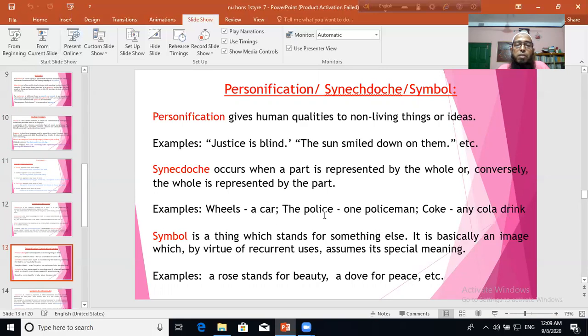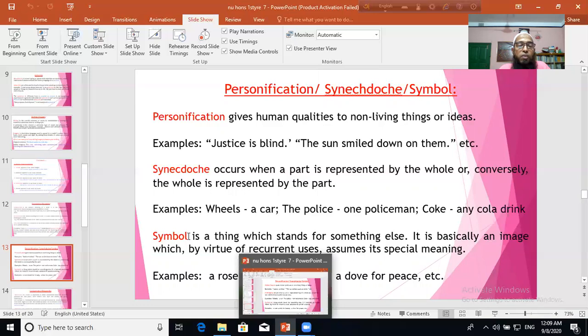Using a part. Sometimes we say that I have read Shakespeare's. If you say I have read Shakespeare's, that means you have read the works of Shakespeare's. So this is synecdoche. Symbol is a thing which stands for something else. Symbol is a thing which stands for something else. So a symbolic meaning, it is basically an image which by virtue of recurrent uses assumes its special meaning.